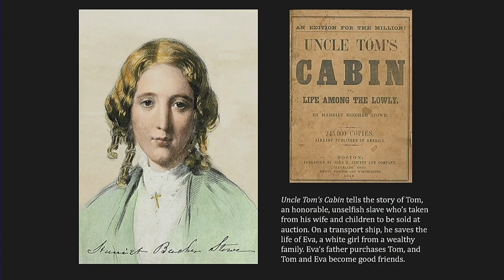But Uncle Tom's Cabin tells the story of Tom, an honorable, unselfish slave who's taken from his wife and children to be sold at auction. On a transport ship, he saves the life of Eva, a white girl from a wealthy family. And Eva's father purchases Tom, and Tom and Eva become good friends.